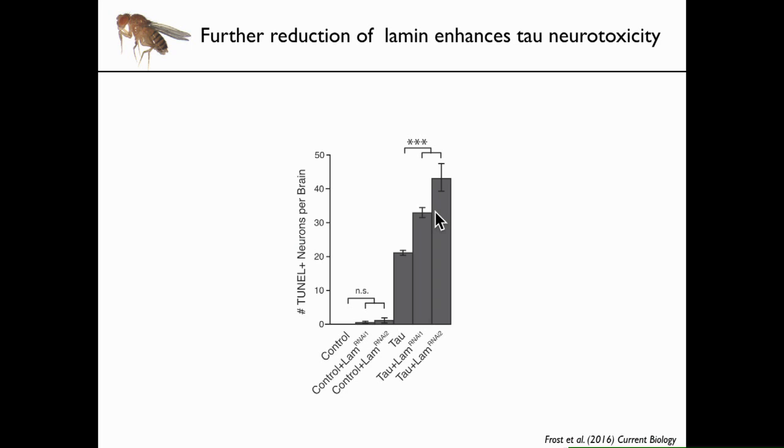Now, of course, I tried to overexpress Lamin and reverse this. Unfortunately, the Lamin overexpressors were toxic on their own in the brain, so I couldn't use those modifiers, but I'll show you in a few slides how I got around that problem.